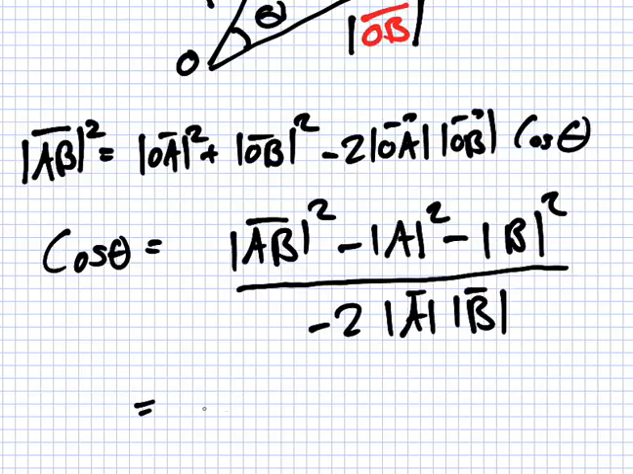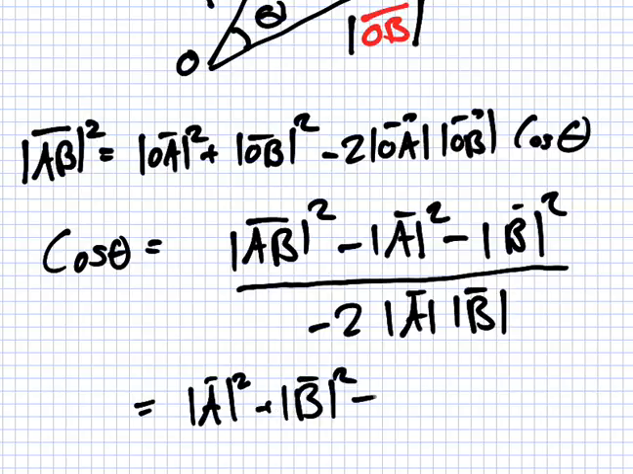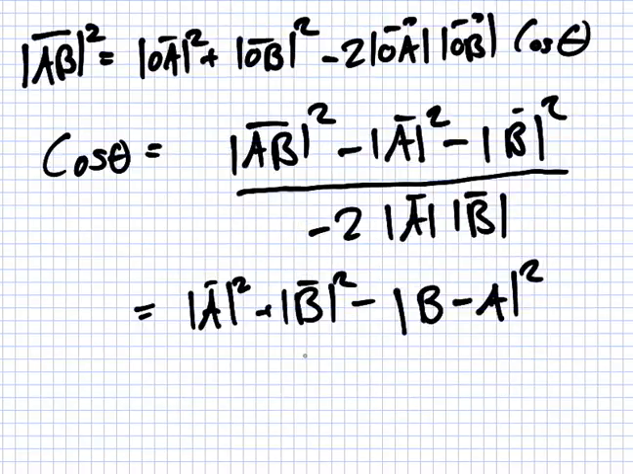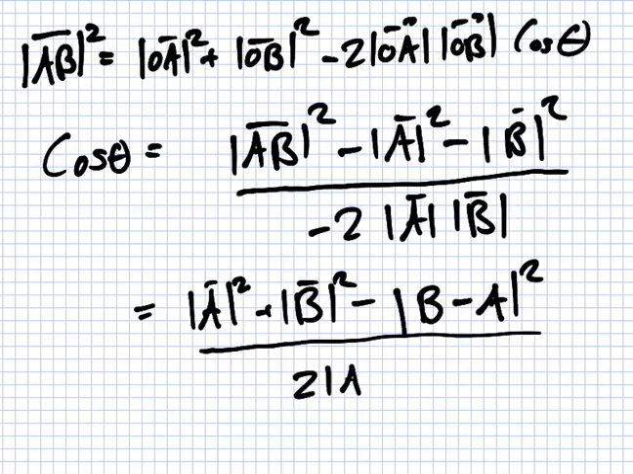I can clean this up a little bit. This will be magnitude of, so these are all vectors of course, A squared plus B squared minus, now AB is B minus A squared, all over 2AB.